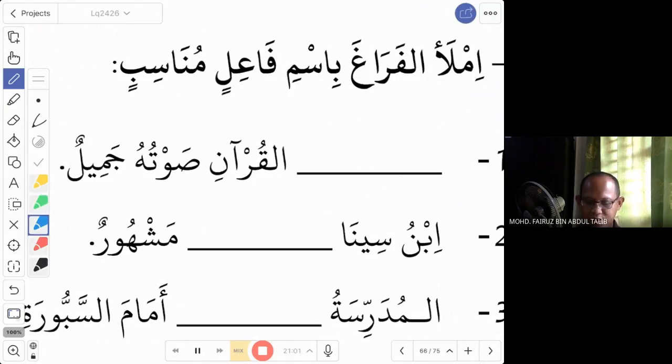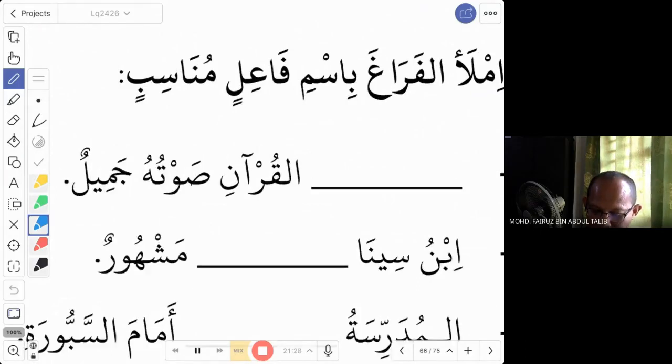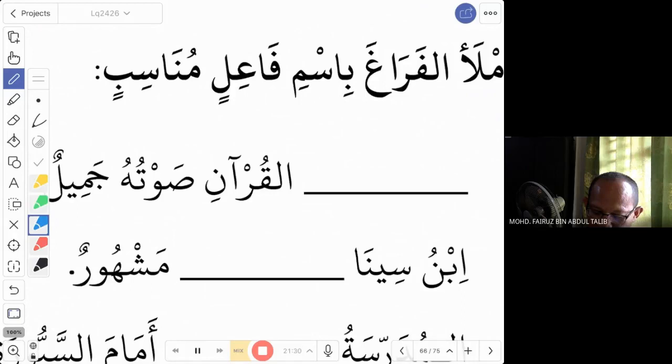So of course, this has something to do with his voice. The voice of this guy is jamil. Qara'a. Yes, good. Qara'a, but qara'a is the fi'il. We don't use a fi'il. If you say qara'a al-Quran sawtuhu jamil, then the sentence is not correct. You need to change to isim fa'il. So what is the isim fa'il for the word qara'a?